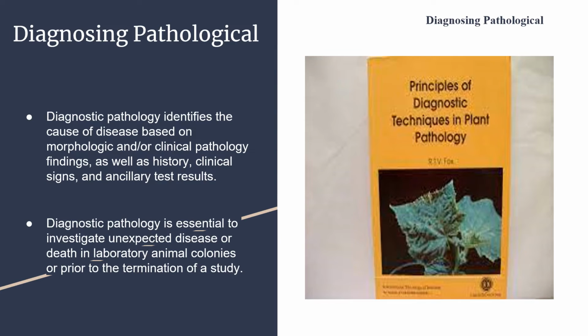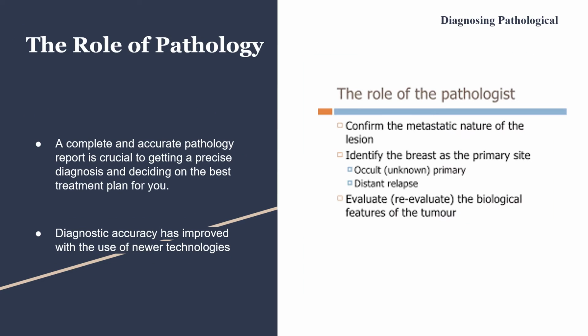Diagnostic pathology is essential to investigate unexpected disease or death in a laboratory animal colony or prior to the termination of a study. The role of pathology: a complete and accurate pathology report is crucial to getting a precise diagnosis and deciding on the best treatment plan for you. Diagnostic accuracy has improved with the use of newer technologies.